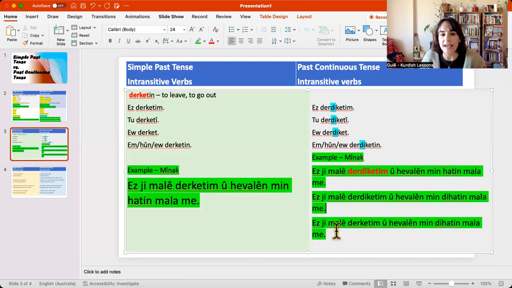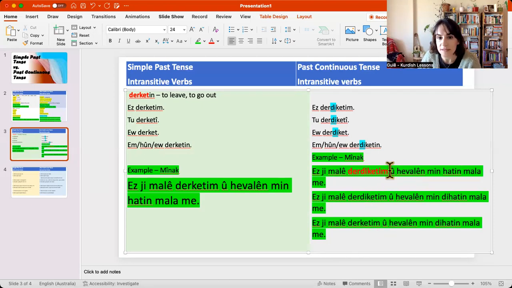Okay, and so like two processes, the process of leaving and the process of coming at the same time. As Jamali dardketem, I left the house and my friends were coming. So I saw them, they were coming.